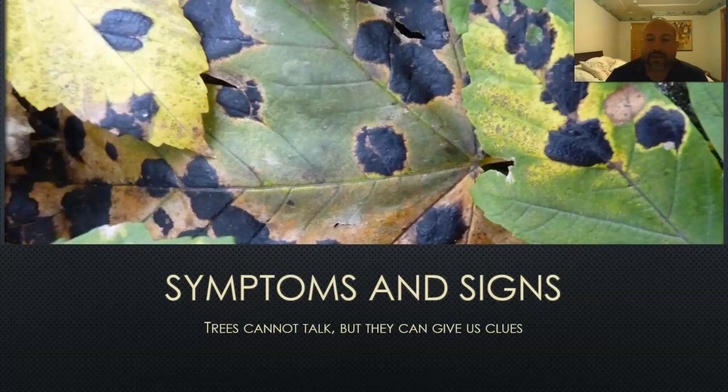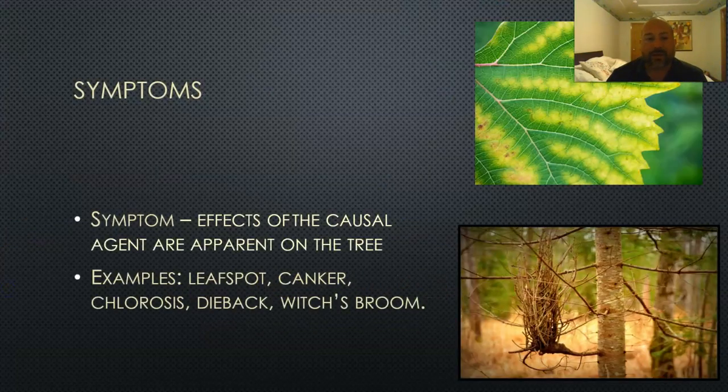So let's go over a few different types. We're going to start off first with the idea of symptoms and signs. Symptoms are effects of the causal agent. The effects of the causal agent are apparent on the tree. So we've got things like leaf spot, canker, chlorosis, dieback, and witch's broom as some good examples of symptoms.